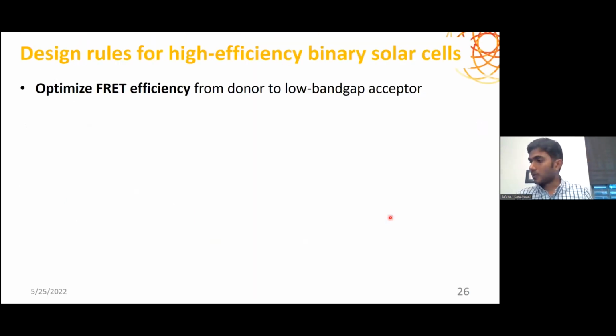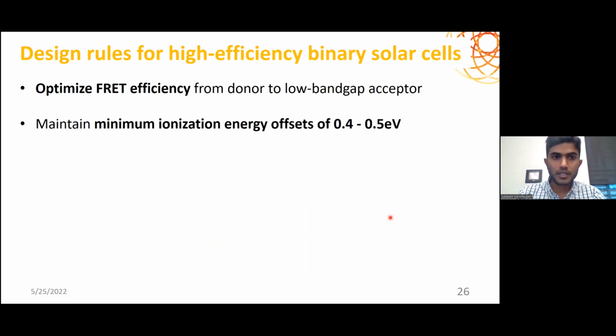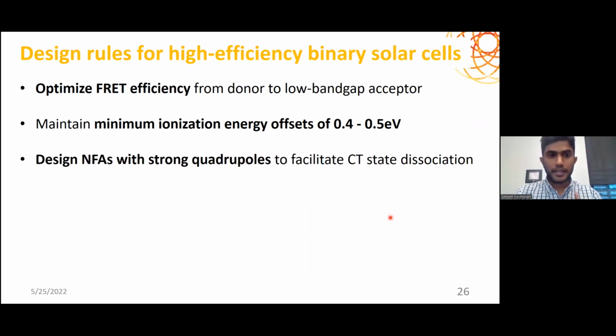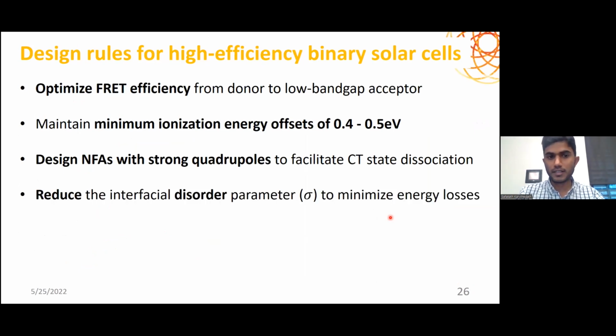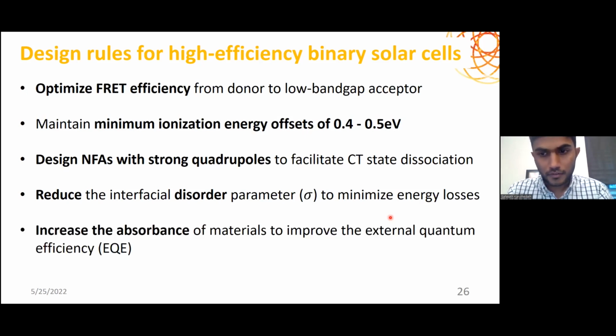So summarizing part one, before going to the next part: optimizing the FRET efficiency is important, and we also need to maintain a minimum ionization energy offset. To have band bending, we need an interface with a strong quadrupole moment to facilitate CT state dissociation, and reducing the interfacial disorder parameter is good for minimizing the energy losses. And of course, increasing the absorbance of the material is also a good way to improve the external quantum efficiency.